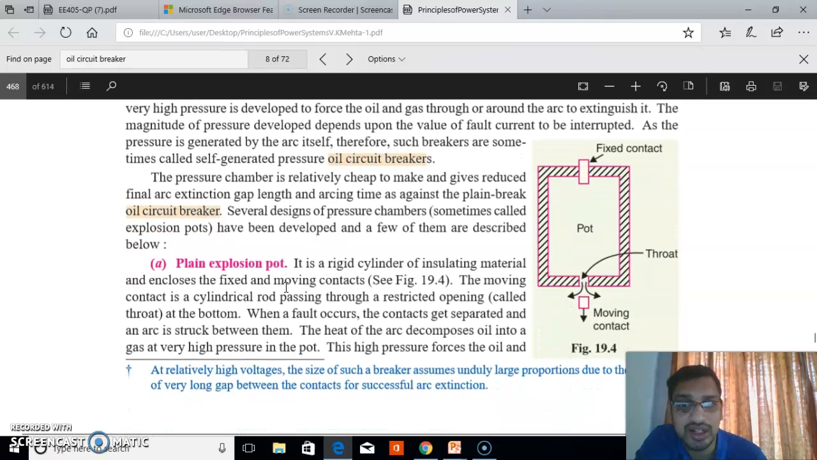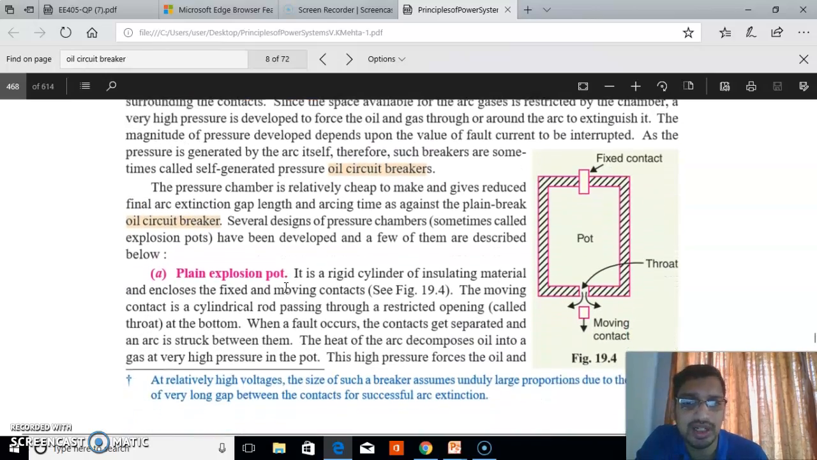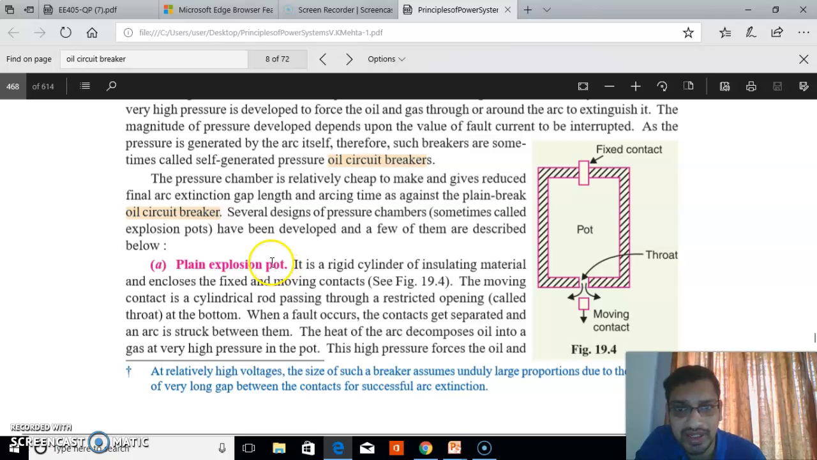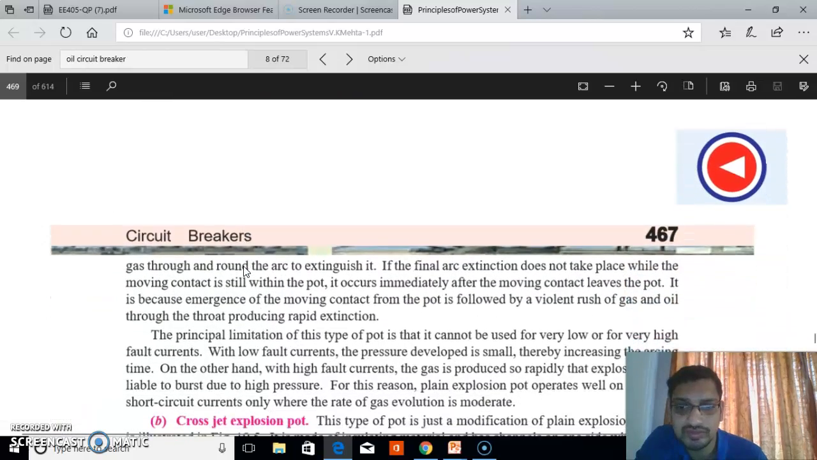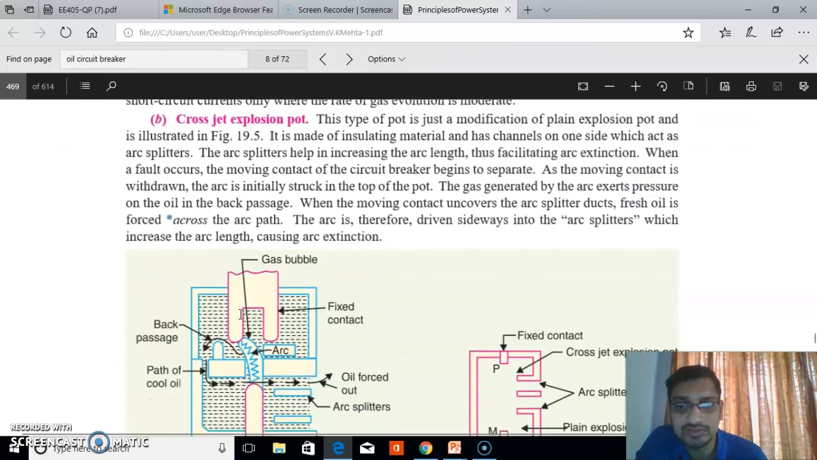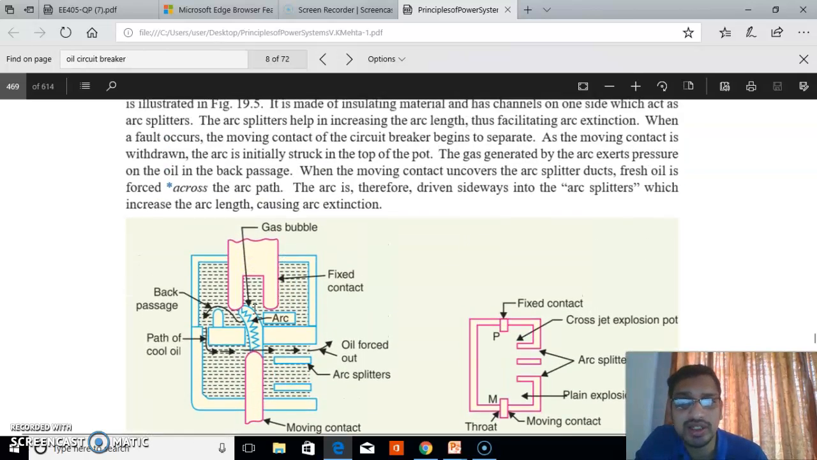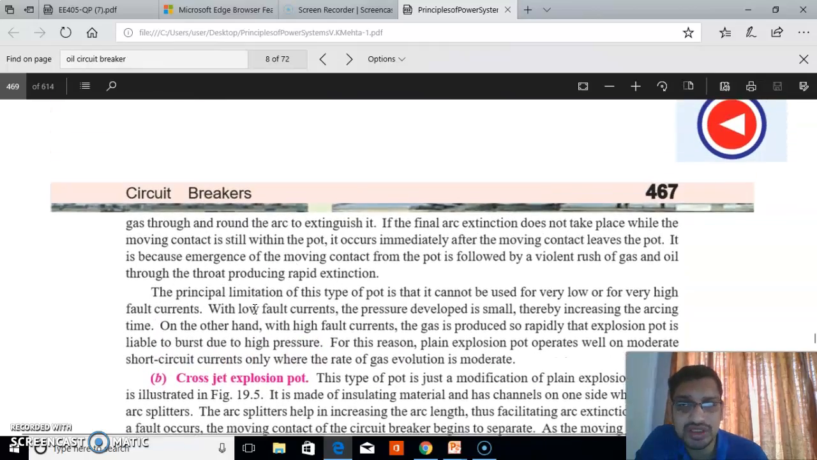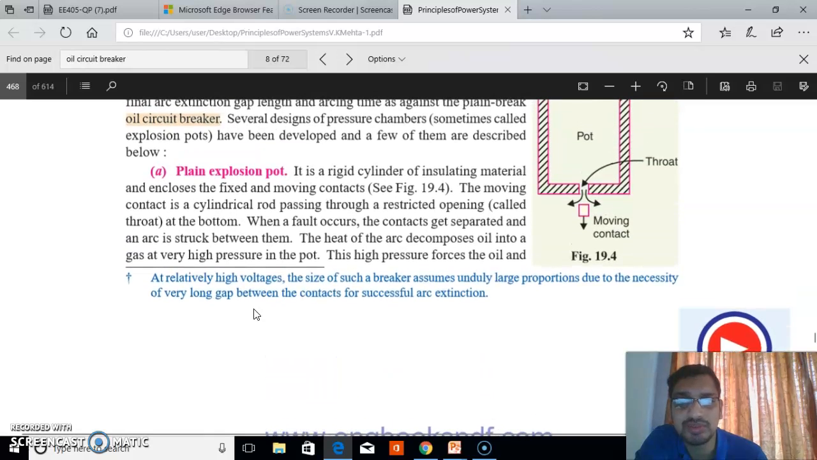The self blast oil circuit breaker can be classified into three. The first one is plain explosion pot. Second one, cross jet explosion pot. Third one, self compensated explosion pot. First we explain the first classification, that is the plain explosion pot.